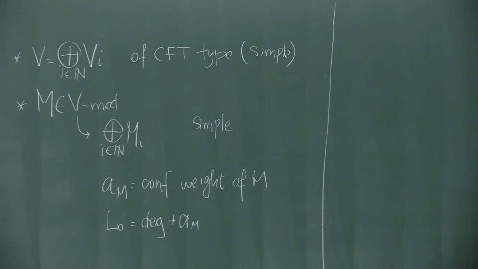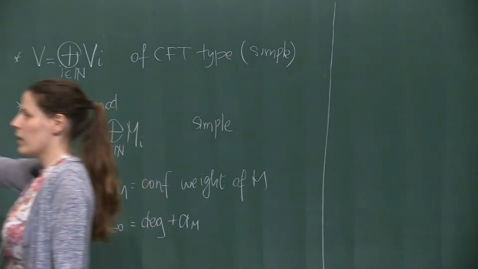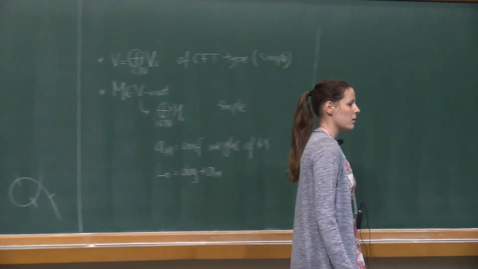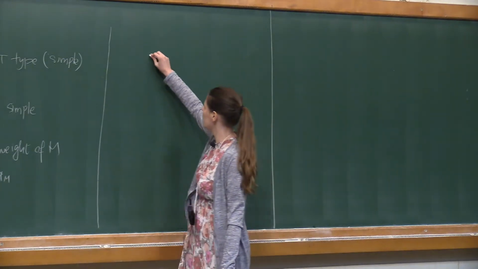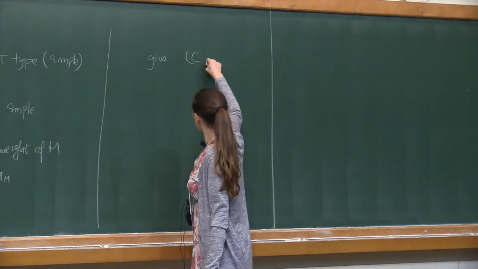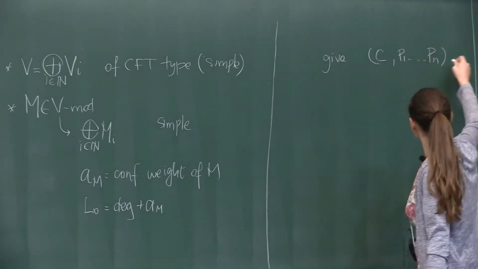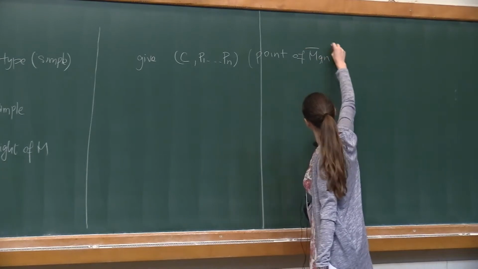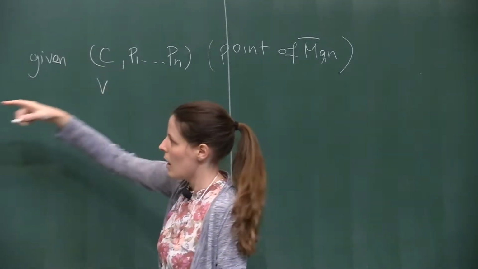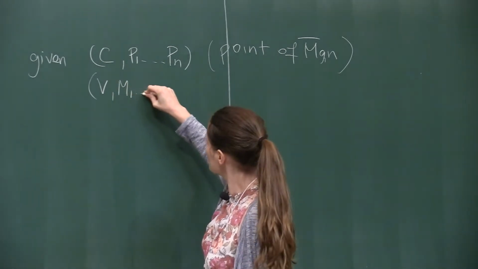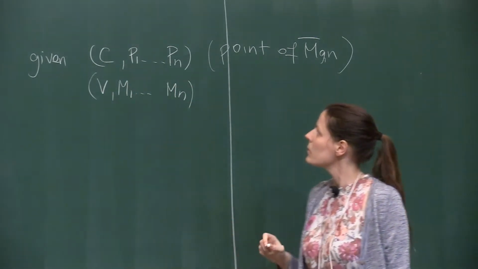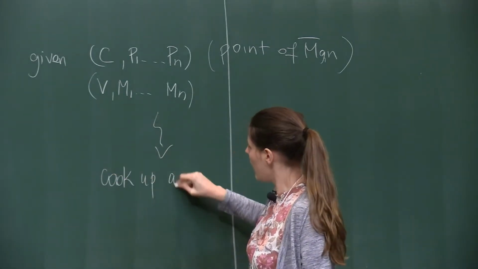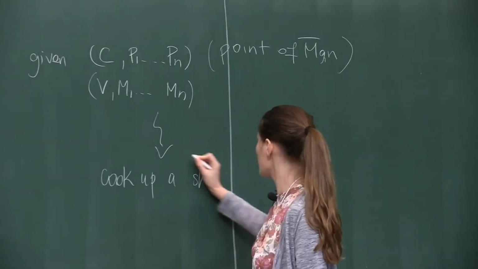And so the goal, the first step, is how can we even define sheaves, right? How can we define objects? Or in this case, how can we assign, given maybe a curve with endpoints, so this is a point of M_{g,n} bar, and given a vertex algebra with n modules, the question is, how can we cook up, let's say, a sheaf, a vector space?